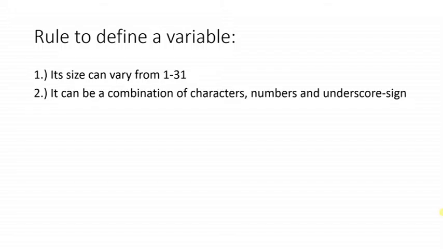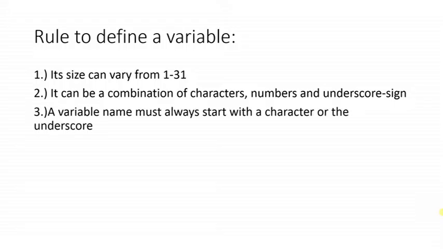Now let's just see some rules to define a variable. Its size can vary between 1 to 31 characters. It can only be a combination of characters, numbers and underscore sign. No special symbol can be used. A variable name must always start with a character or an underscore.